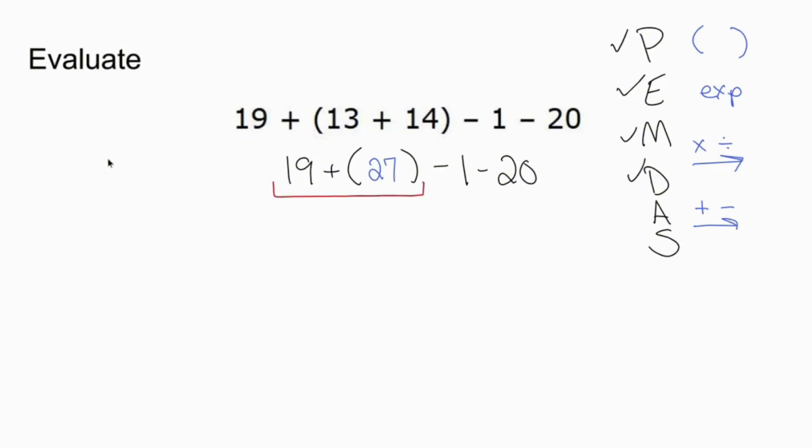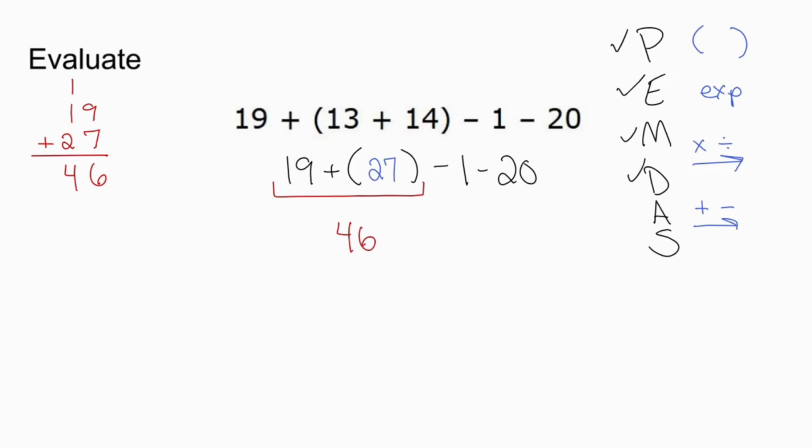19 plus 27. If you're not sure what that is, there's absolutely nothing wrong with going off to the side and doing 19 plus 27 the old-fashioned way. 9 plus 7 is 16. Write a 6, carry a 1. 1 plus 1 is 2. 2 plus 2 is 4. So 19 plus 27 is 46.